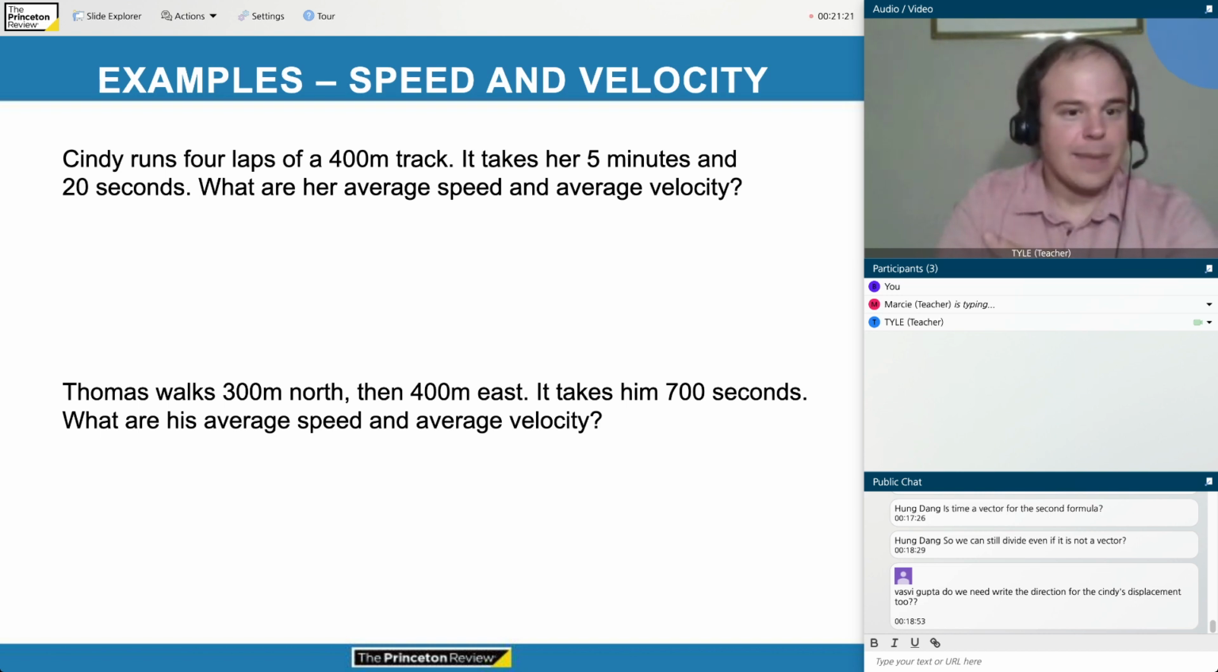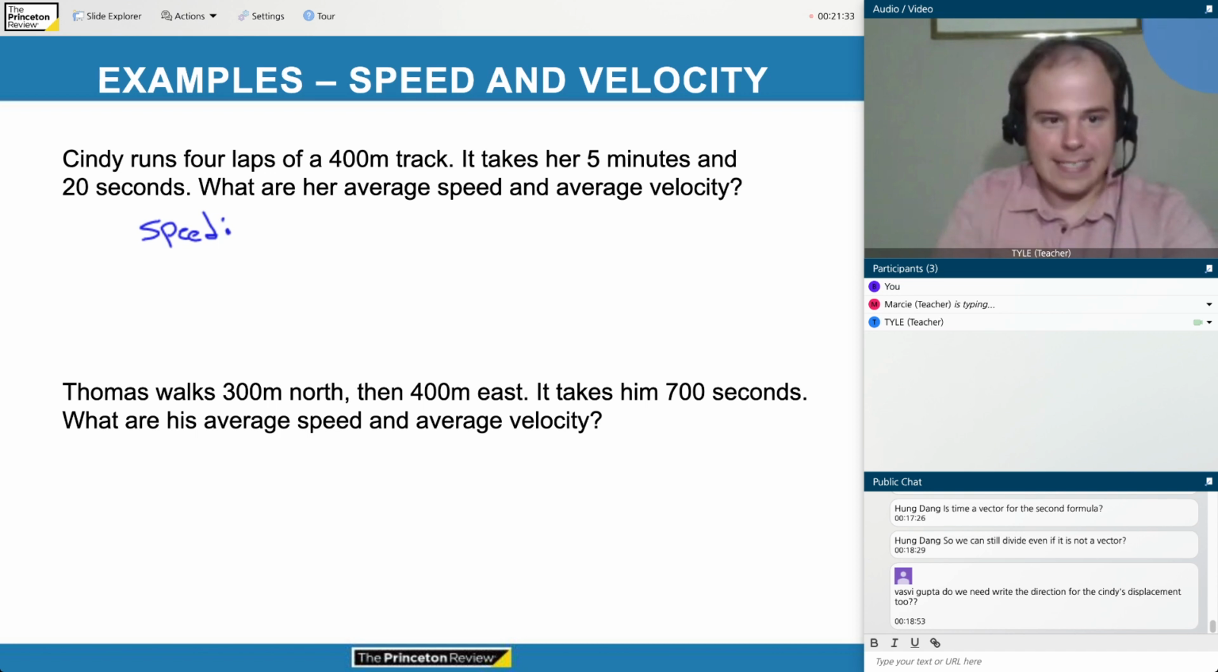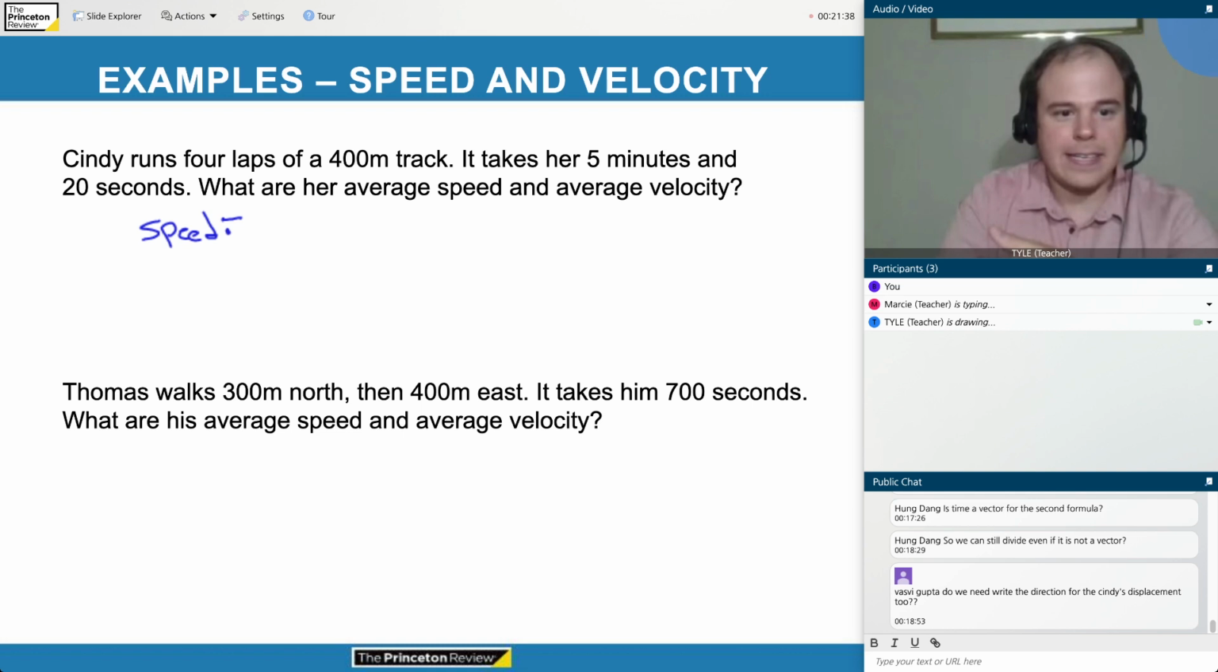Let's first talk about Cindy, and let's talk about her speed first, because that comes first in the question. All right, what is Cindy's speed? So remember, speed involves distance. Okay, speed equals distance divided by time. So actually, I'll write that as an equation. Speed equals distance divided by time.